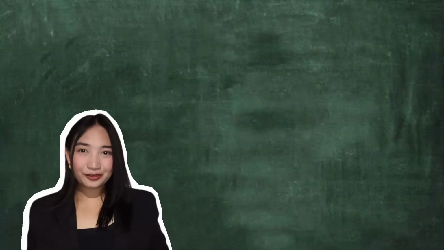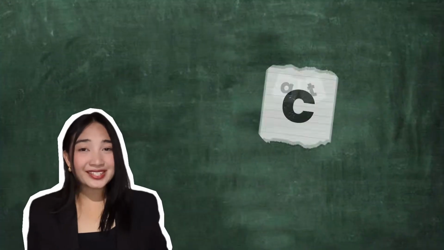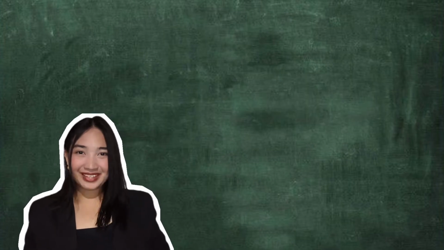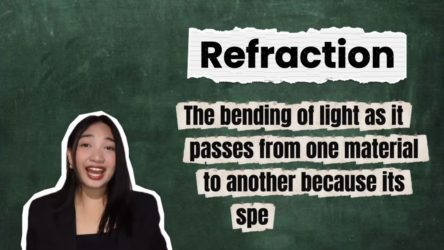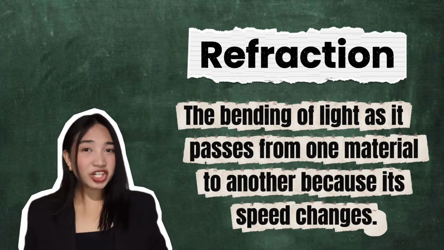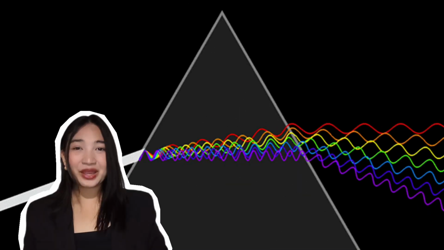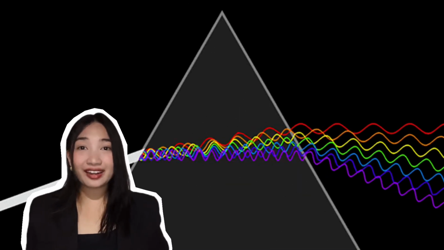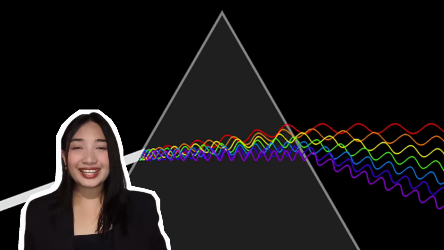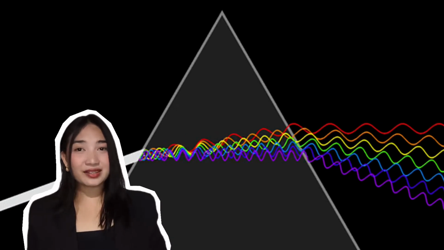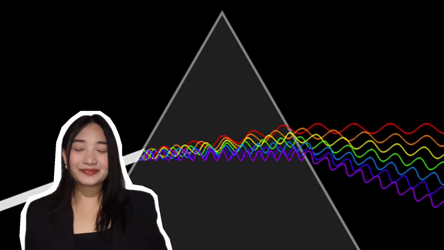The bending of colors happens because of the process called refraction. What is refraction? Refraction is the bending of light as it passes from one material to another because its speed changes. When light travels from one material to another, like from air into glass or water, its speed changes. And when speed changes, light bends.